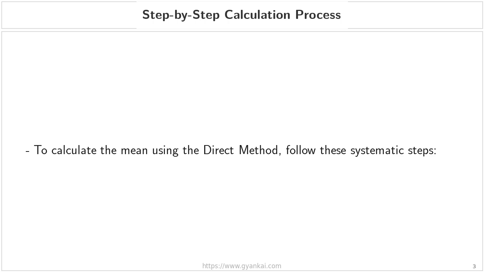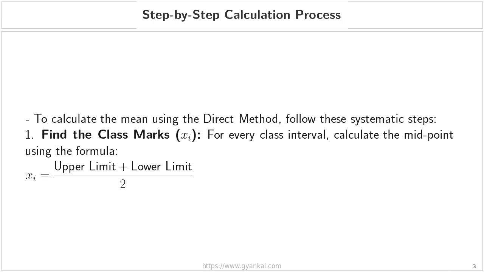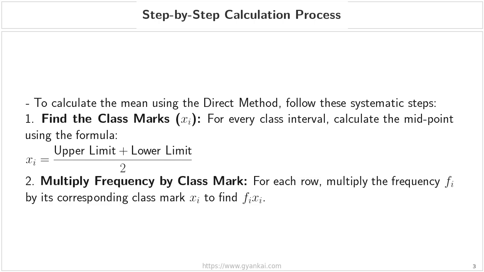Step-by-step calculation process. Now that we understand the logic behind using class marks to represent our intervals, let's break down exactly how to perform this calculation. To find the mean using the direct method, I want you to follow these 5 systematic steps. First, you need to find the class marks, which we denote as x sub i, for every class interval in your table. You'll calculate the midpoint. You do this by taking the upper limit, adding it to the lower limit, and then dividing the whole sum by 2.